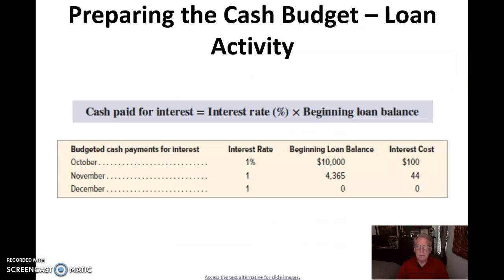Okay, next, loan activity. I think we already kind of went through that, but here the cash that we paid is based on 1% of the ending loan balance. So we had interest cost here of $144 for $4365, and then at the end of November we didn't have any because we paid off that loan.